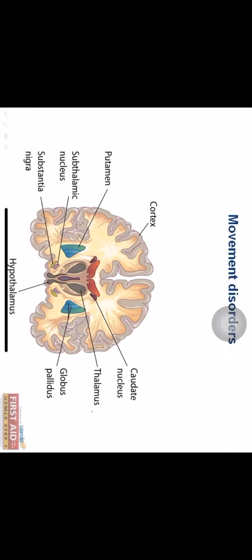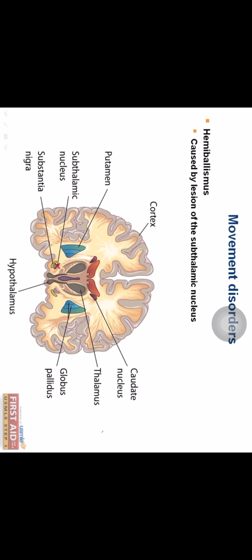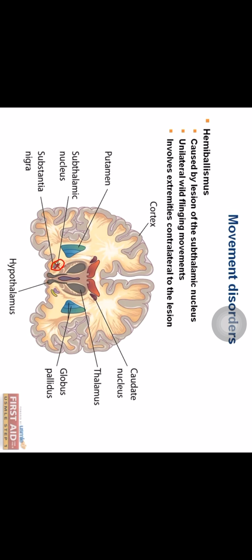Okay, now let's talk about a few movement disorders, and we've kind of grouped them all together here. The first one we'll talk about is hemibolismus, which is caused by a lesion in the subthalamic nucleus, which leads to loss of inhibition of the thalamus by the inhibitory pathway. These patients usually will present with unilateral wild flinging movements that are contralateral to the side of the lesion. Hemibolismus can often be very severe, and when it is, it prevents daily activities.